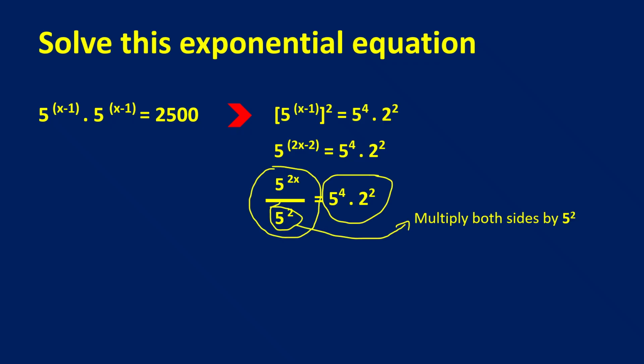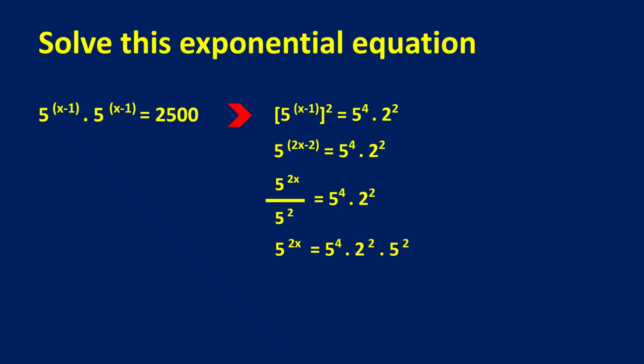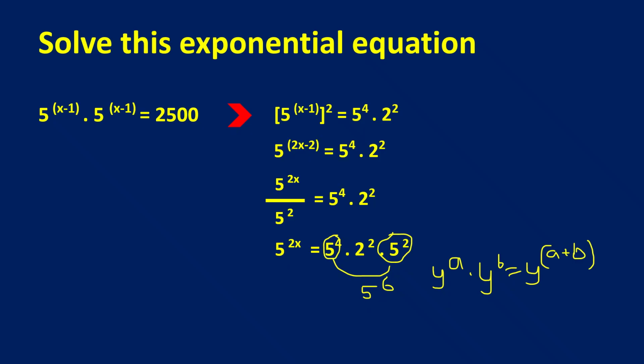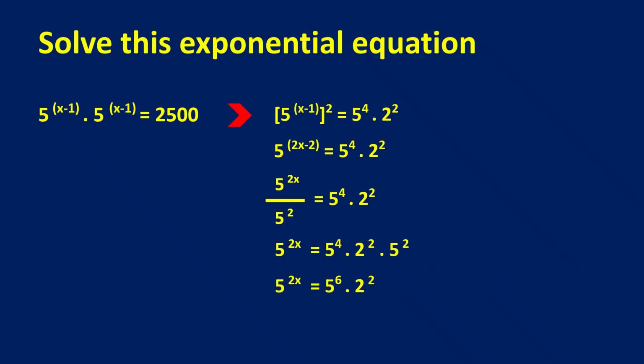The next step, we need to multiply both sides of the equation by 5 to the power of 2. And here is the resulting equation. Then we can rewrite the right-hand side of the equation. There you go. 5 to the power of 4 times 5 to the power of 2 is equal to 5 to the power of 6. We have actually simplified our equation.